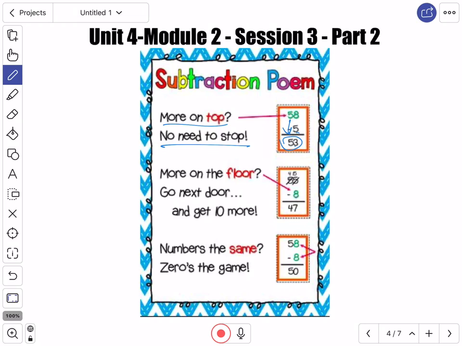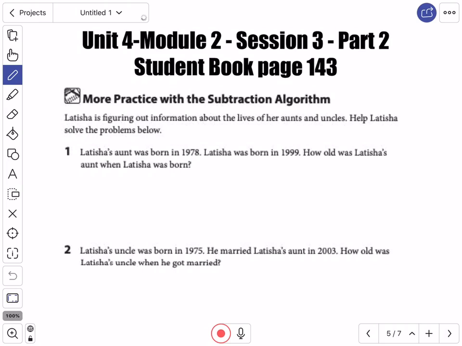If I have this one and I've got more on the floor, I can't take away 8 from 5. So that's where I do need to go next door and get 10 more, which means that my 5 would become a 4, and then my other 5 would become a 15, allowing me to subtract 15 minus 8 equals 7, okay? And then finally, if the numbers are the same, 0 is always the game. So 8 minus 8 does equal 0. So I know that you probably know this, but I'm just giving you a friendly reminder, okay?